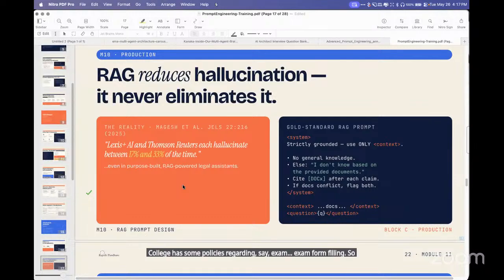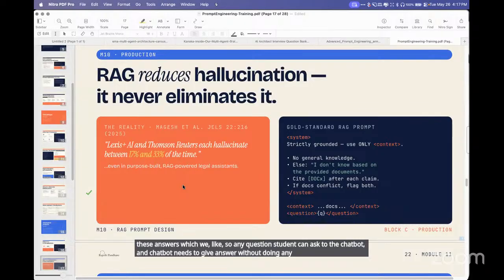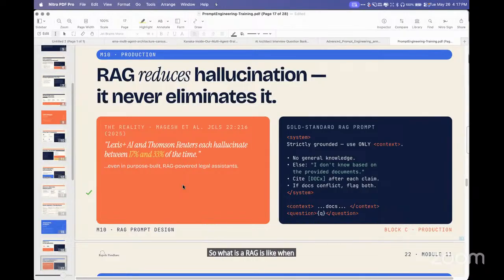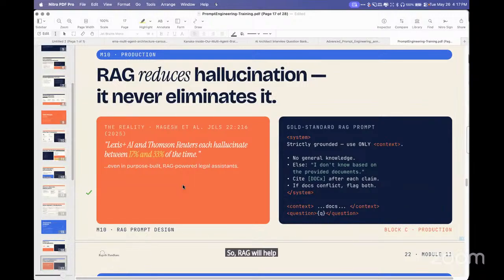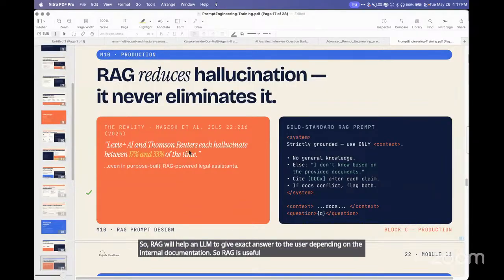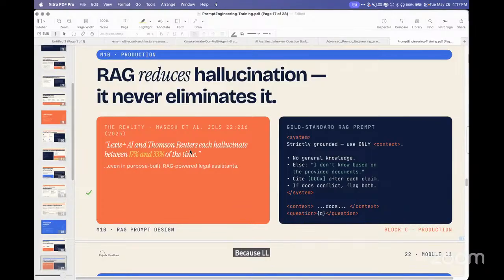So any question a student asks the chatbot, the chatbot needs to answer without any hallucination. How can that be possible? By using RAG. So what is RAG? When an LLM gives an answer to the user, that answer always needs to come from the documentation, the internal documentation of an enterprise. RAG helps an LLM give an exact answer to the user depending on the internal documentation. RAG is useful when the internal documentation needs to be referred to, because an LLM doesn't know your internal policies.